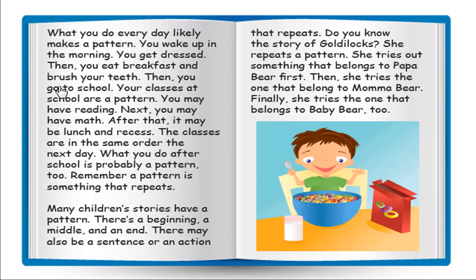Many children's stories have a pattern. There's a beginning, a middle, and an end. There may also be a sentence or an action that repeats. Do you know the story of Goldilocks? She repeats a pattern. She tries out something that belongs to Papa Bear first. Then she tries the one that belongs to Mama Bear. Finally, she tries the one that belongs to Baby Bear too.